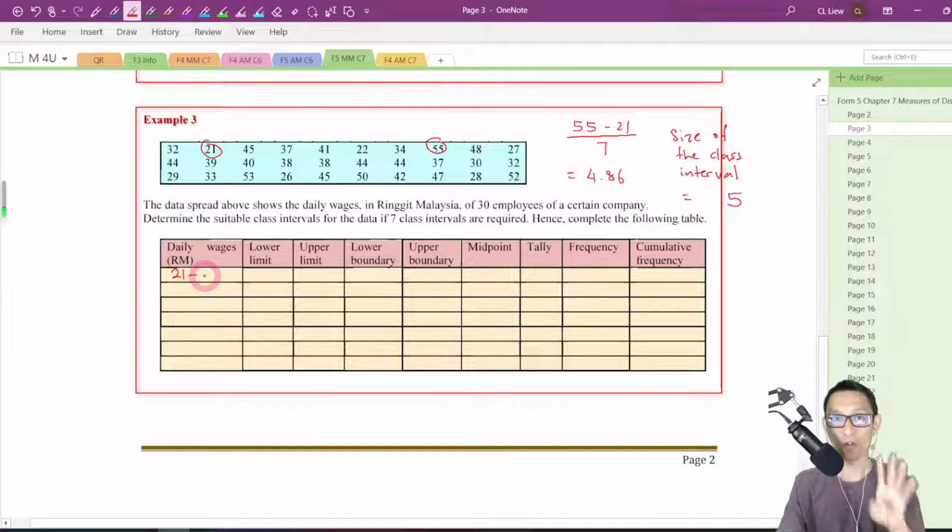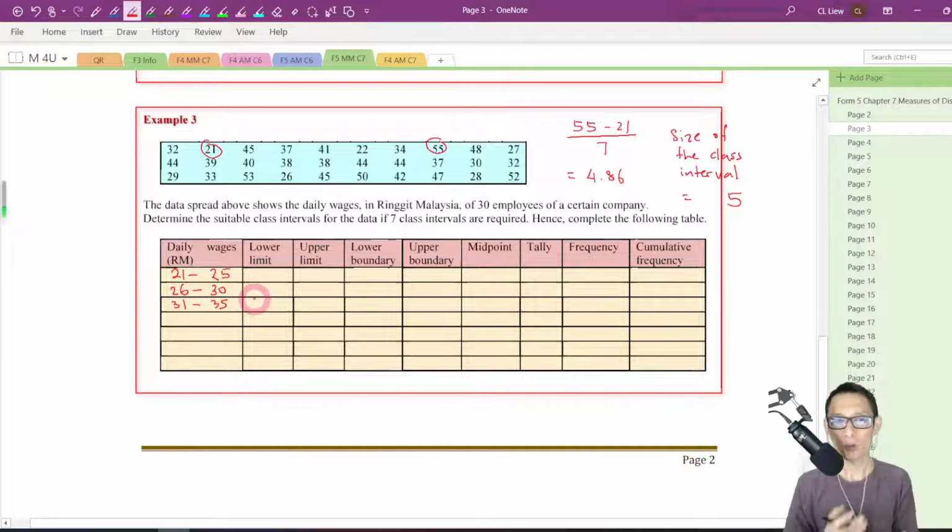We need to add 4. 21 plus 4, you will get 25. Try to use your finger to calculate again. Is this correct? 21, 22, 23, 24, 25. So now the size of the class interval here is 5. It's correct. So here is until 25. So the next will be 26. Same thing, plus 4, you will get 30. And here will be 31. Plus 4, you get 35.